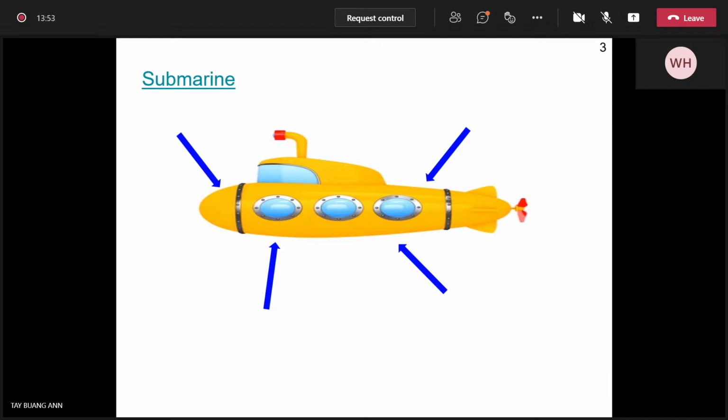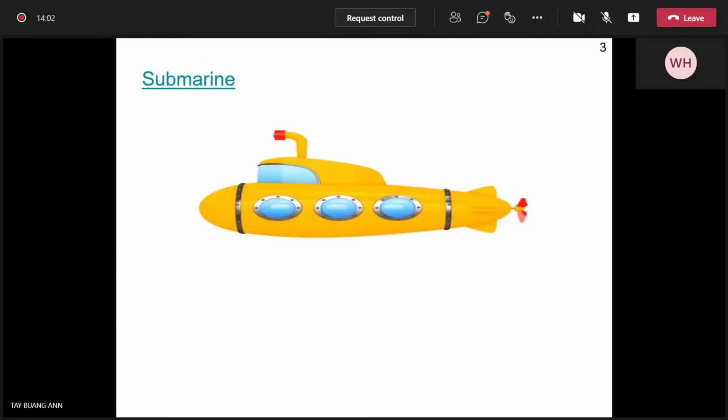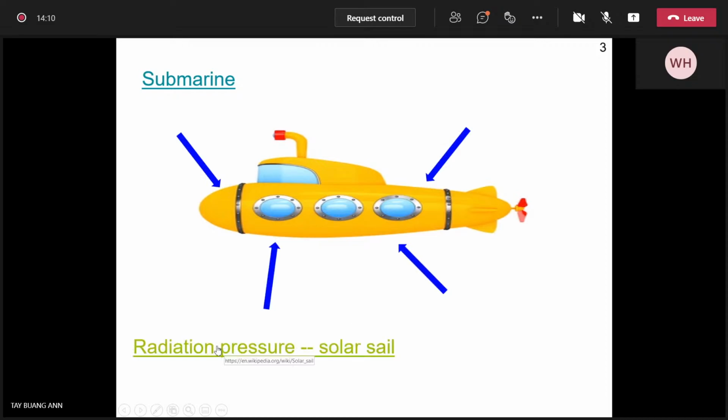Again, we can see pressure at work. In the first case, we have pressure due to air, the atmospheric pressure. In this case, we have pressure due to water, seawater, a fluid. And then pressure can also be due to radiation. Radiation looks like there's nothing, but it can actually produce pressure also.